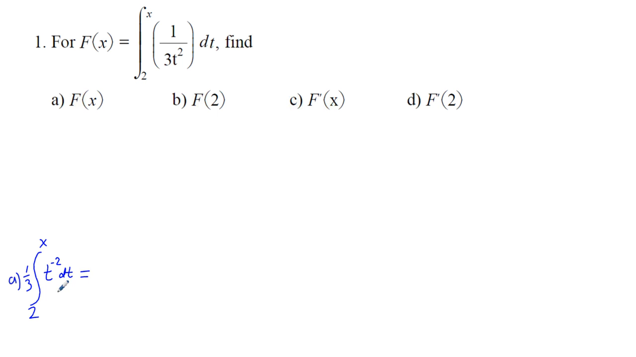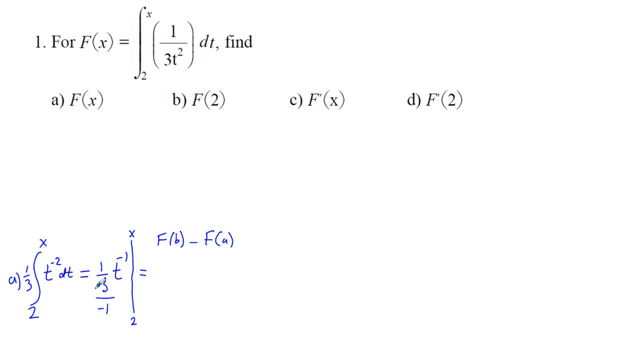Now we're going to integrate. Going to the right, we have that 1/3 here, and then t to the negative 2 plus 1 is negative 1, and we divide by what we raise the power to, negative 1, and we're evaluating between 2 and x. And working to the right, using the fundamental theorem of calculus, we're going to have F of b minus F of a.